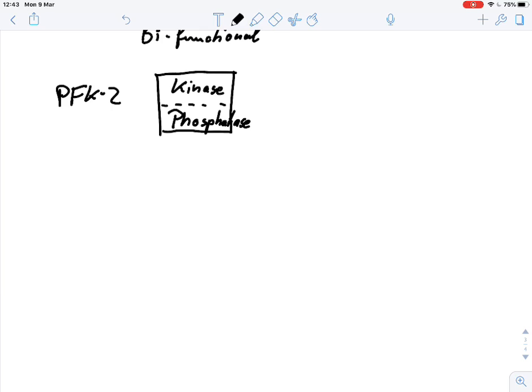We have phosphofructokinase 2, and if it is in this state, the kinase activity is active, and the phosphatase activity is inactive.